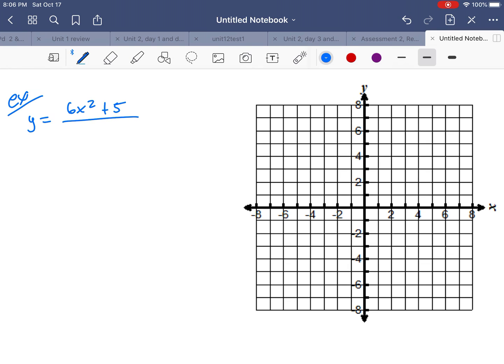All right, so for this one, what we want to do is 6x squared plus 5 on top, and the denominator is 3x squared minus 10x minus 8. Now remember, if I can factor, I should. So the denominator does factor.